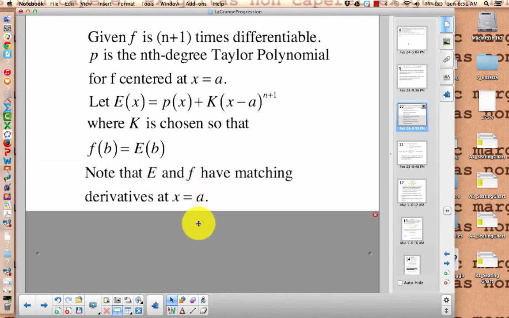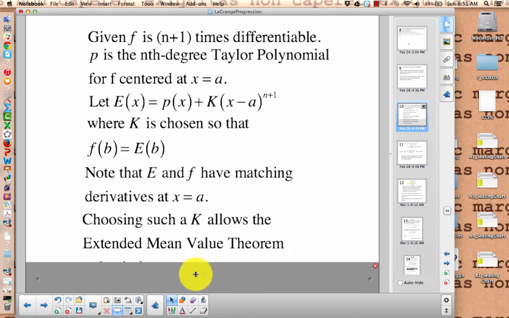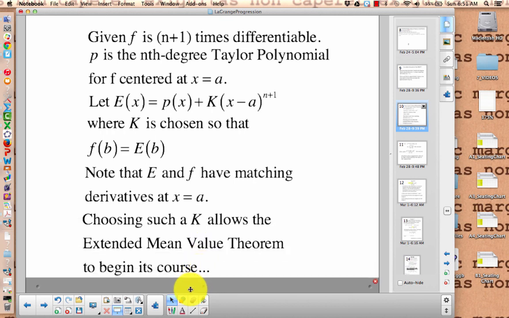So we note that e and f have matching derivatives at x equals a up to the nth plus first degree, and if we choose the correct k, we'll be allowed to begin the process of the extended mean value theorem.